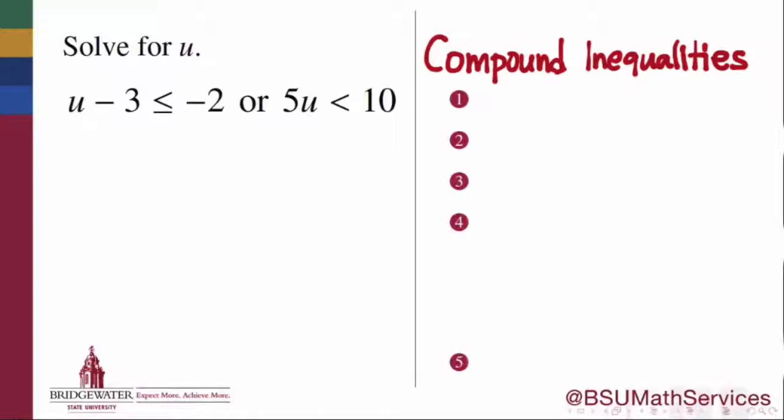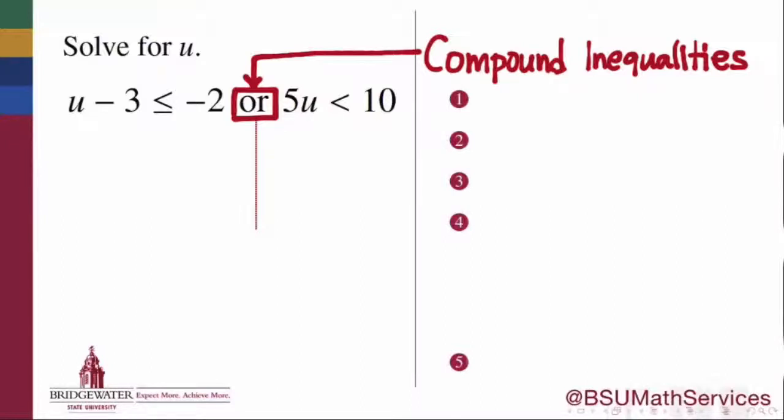Here we have a compound inequality because it's made up of two inequalities, u minus 3 is less than or equal to negative 2, as well as 5u is less than 10. These inequalities are connected together by the logical connective word or. Don't underestimate the importance of that word. You'll see how we'll use it in a few steps.